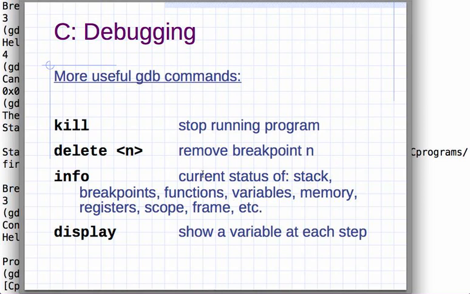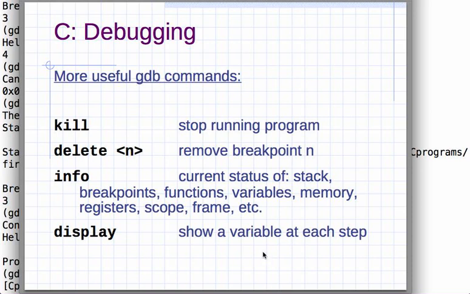So there are some more useful GDB commands. Kill will stop a running program. If it's running in the background, you can use kill. You can delete breakpoints by saying delete and then the breakpoint number. You can use info to get the current status of the stack, breakpoints, functions, variables, memory, registers, scope, frame, a whole bunch of things. If you say display x, for example, where x is an actual variable in your program, every time you do a next or a step or continue, it will show the value of that variable at every point.